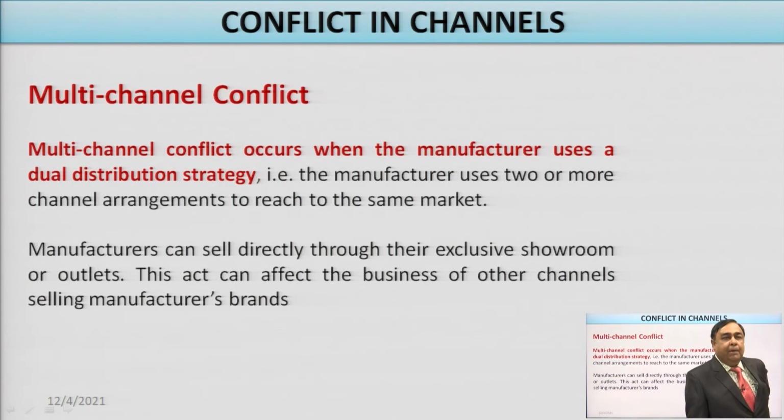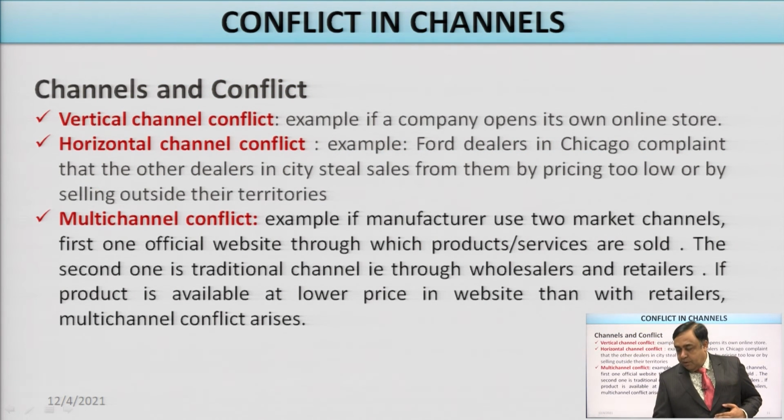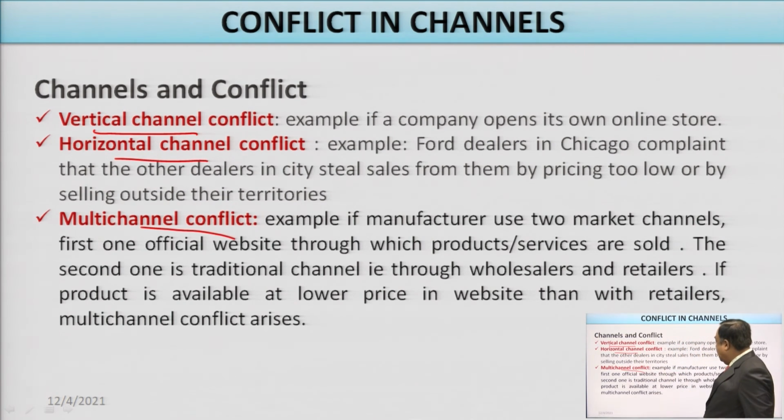Next, we are calling the multi-channel conflict. Multi-channel conflict occurs when the manufacturer uses a dual distribution strategy. That is, the manufacturer uses two or more channel arrangements to cater to the same market. They are using their own exclusive showrooms or outlets, and at the same time they are preparing some other channels to sell their manufacturer brand. So, there is a conflict between the two existing channels. So, we mainly have three: vertical, horizontal and multi-channel conflict.